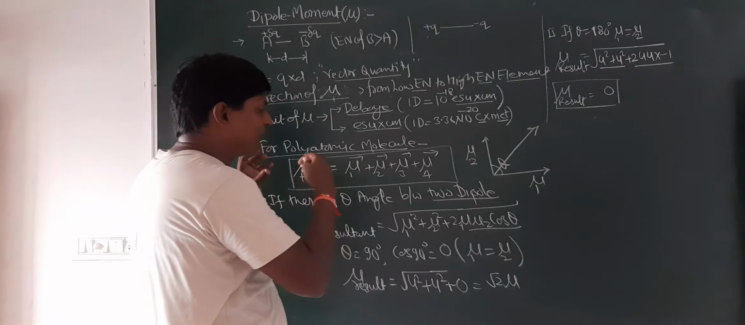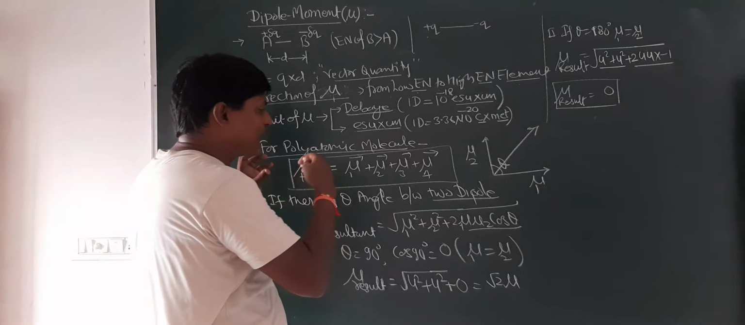Since both are equal and identical dipoles, they will cancel each other. So finally mu net will be 0 for the CO2 molecule. If the dipole moment of the molecule is 0, it means this is a non-polar molecule.